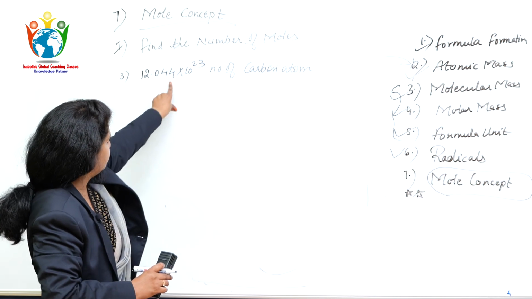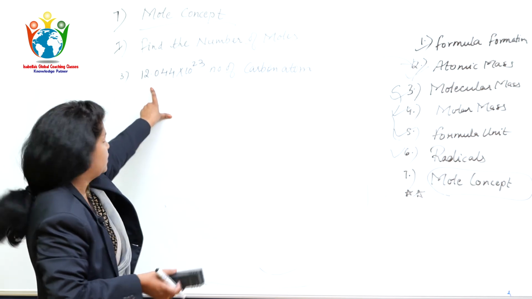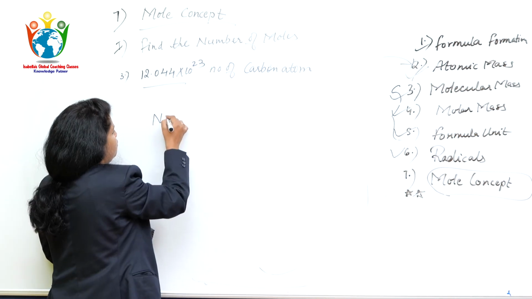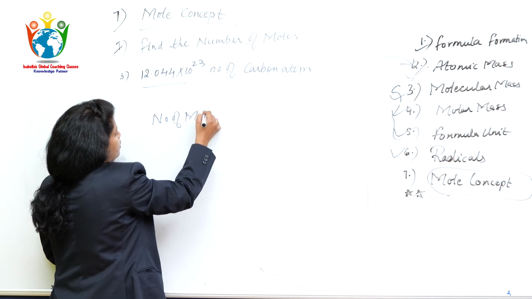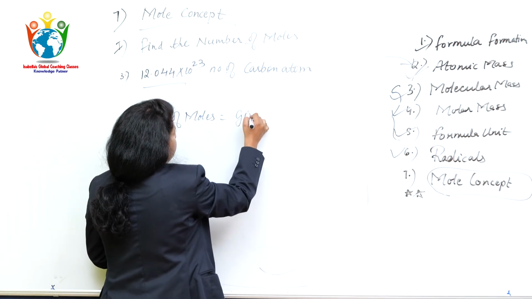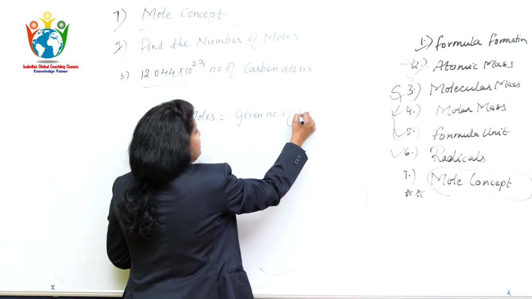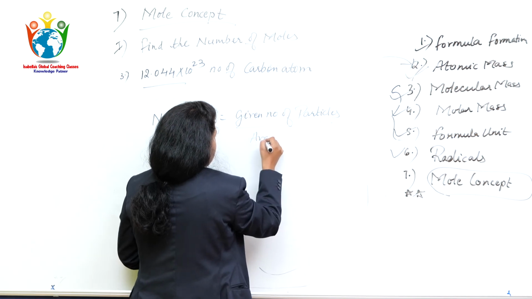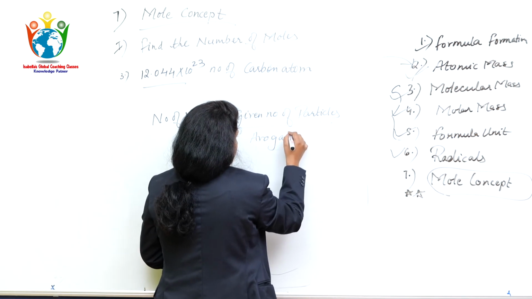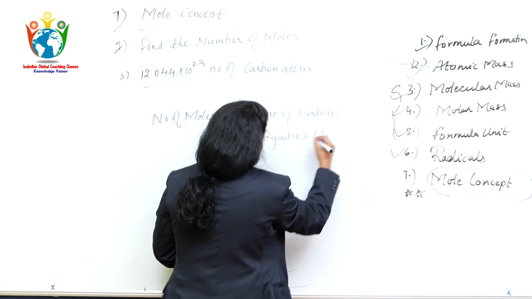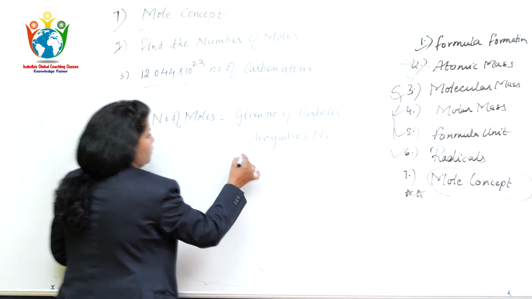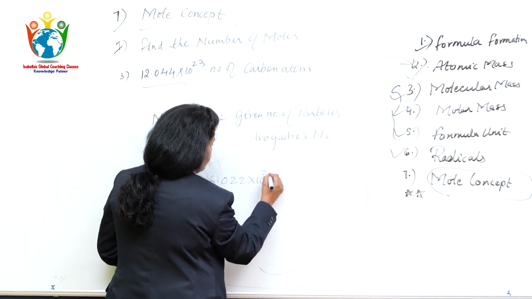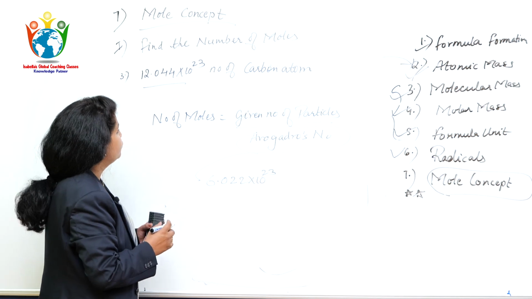Whenever you see this thing, the formula changes. I will tell you what the formula changes to. You have to find out number of moles only. Number of moles is equals to given number of particles upon Avogadro number. Okay. Now what is Avogadro number? It comes here: 6.022 into 10 raised to 23. That is your Avogadro number.